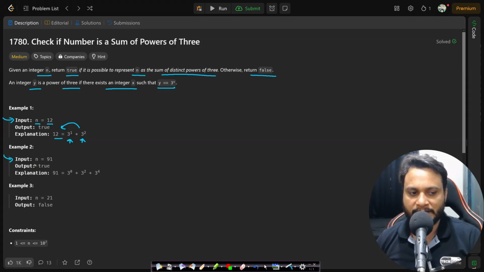Now if you look at the second example, 91, then we can represent it as 3 to the power of 0, 3 to the power of 2 and 3 to the power of 4. The sum of all these will be equal to 91.